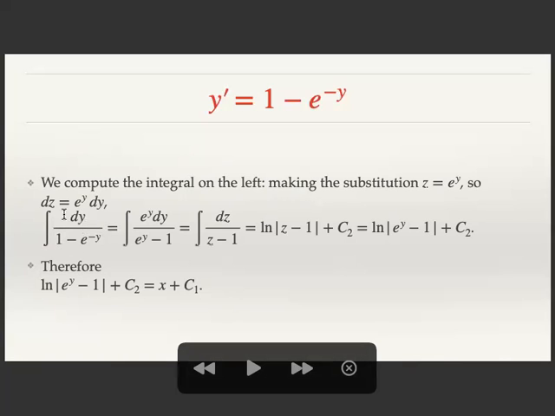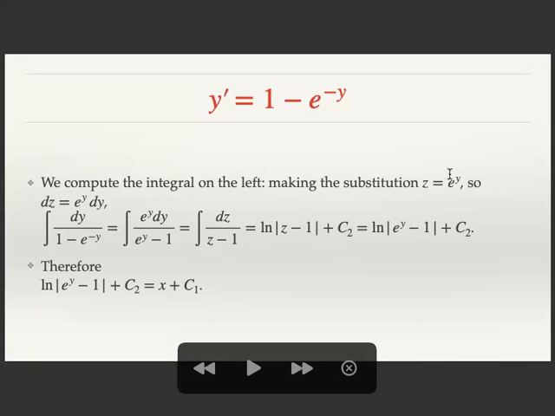All right, so now we want to compute this integral of 1 over 1 minus e to the minus y. This is the way that I computed it. I multiplied both the denominator and the numerator by e to the y. So this is the integral of e to the y dy over e to the y minus 1. And we need to make a further substitution. So I let z be equal to e to the y. So then dz is e to the y dy.